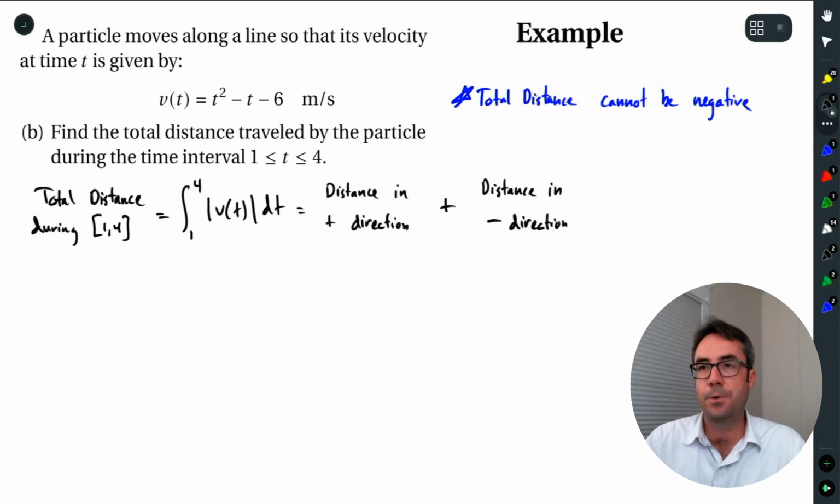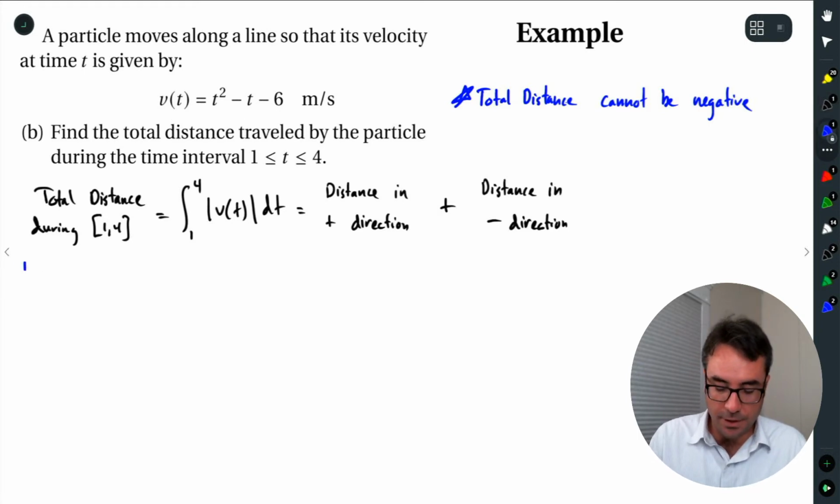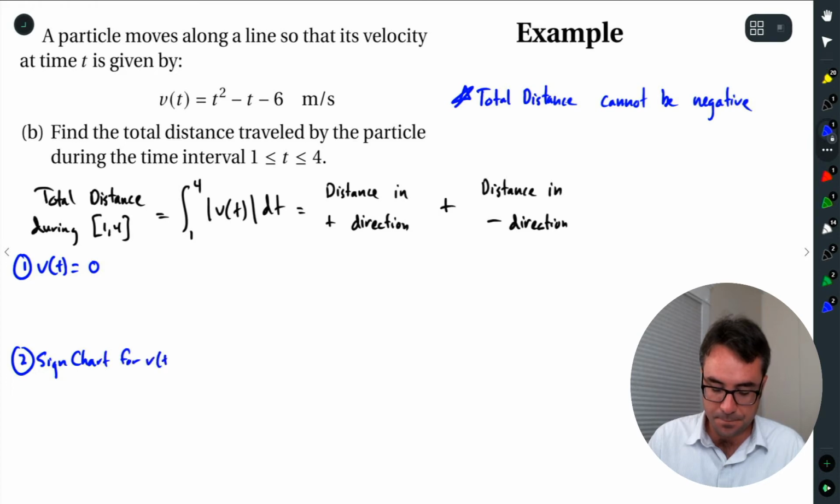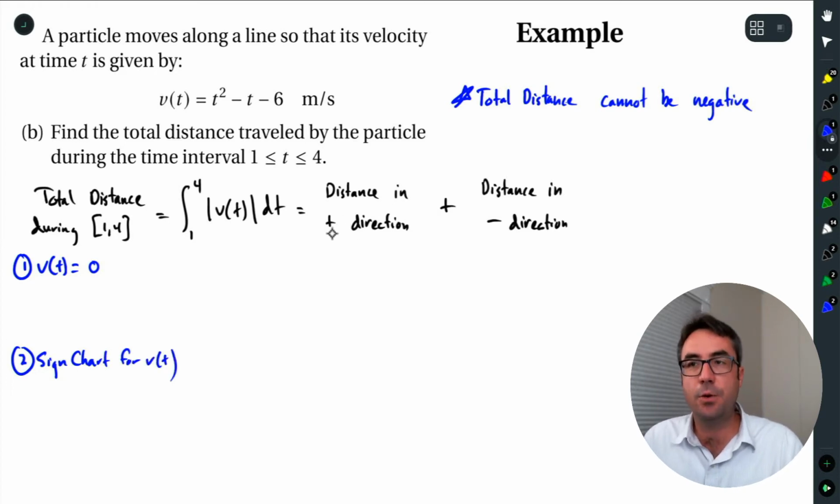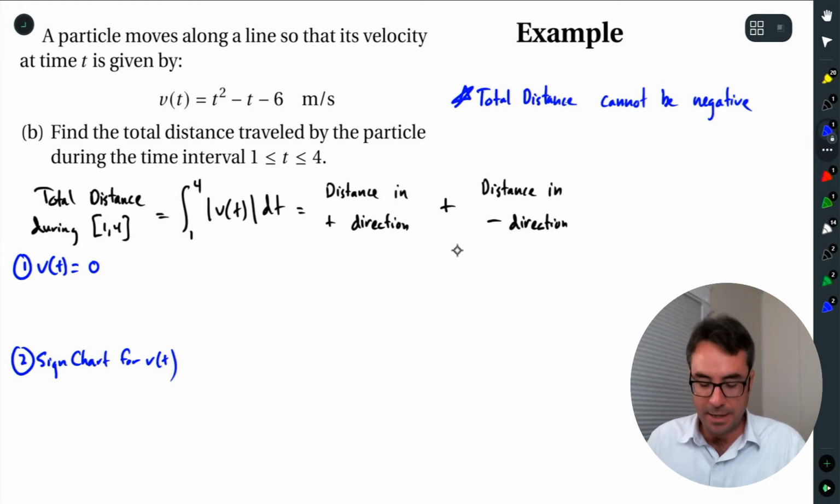So we're going to split this integral up, and we split it based on where the function, in this case the velocity function, is 0. We're going to do a little bit of work off to the side here. First, we're going to figure out where our velocity is 0. Why that's important is because then we're going to do a sign chart for our function. We're really interested in knowing when we are moving in the positive direction and when we are moving in the negative direction. That's the information we're going to get from this sign chart.